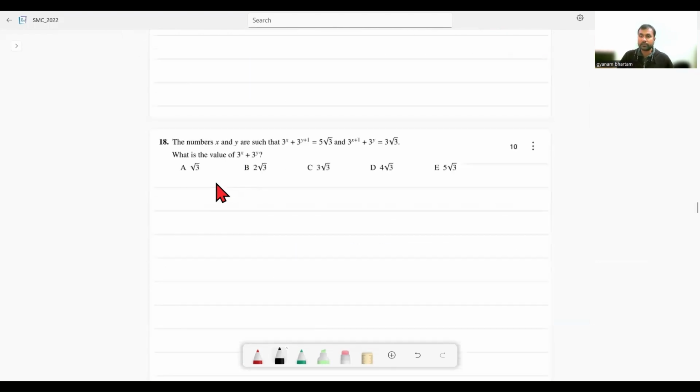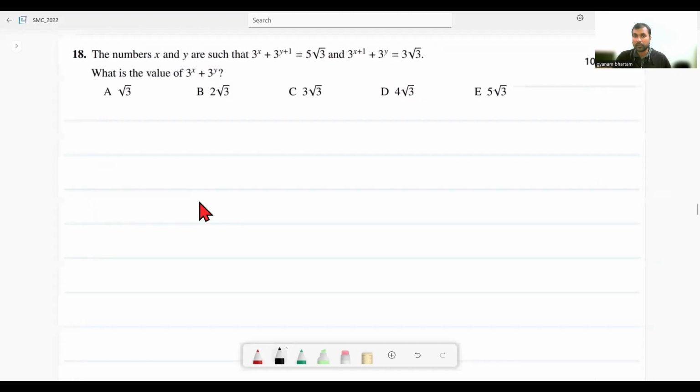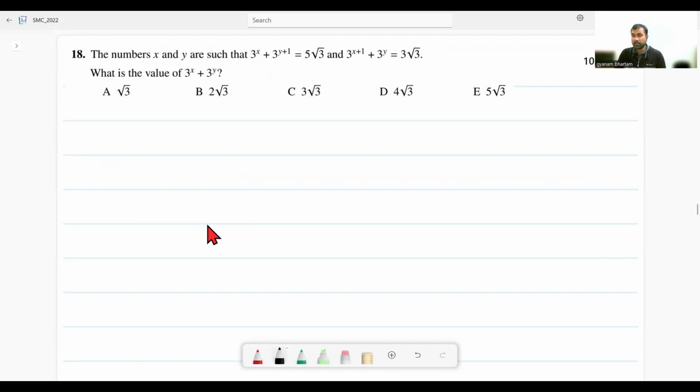Next one. The numbers x and y are such that 3 to the power x plus 3 to the power y plus 1 is 5 root 3. And again, 3 to the power x plus 1 plus 3 to the power y is 3 root 3. What is the value of x plus y?